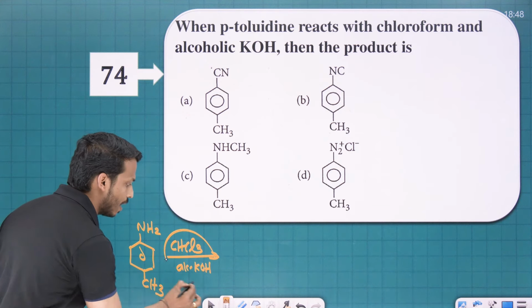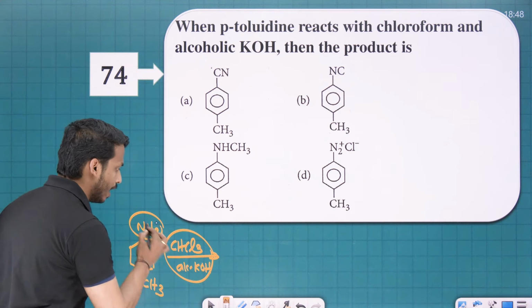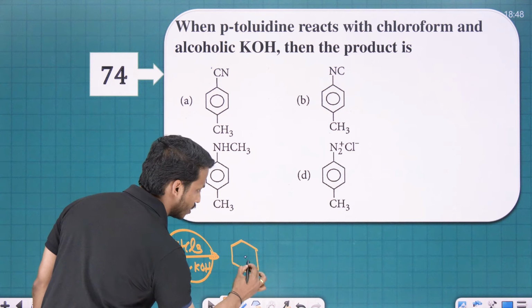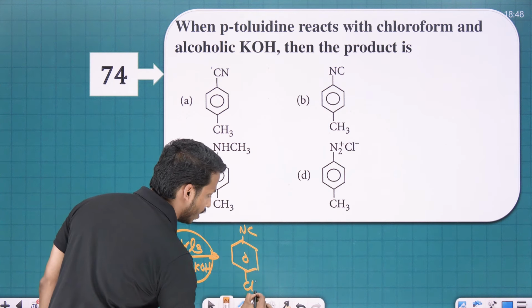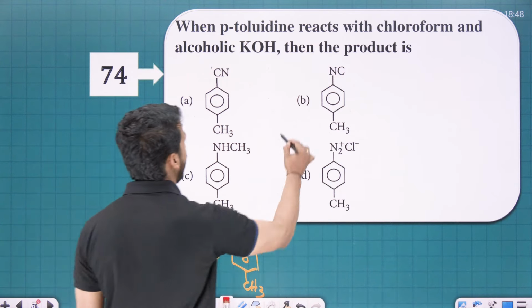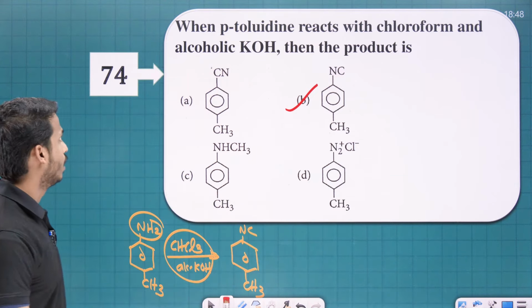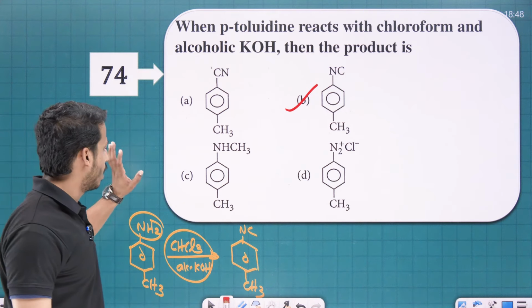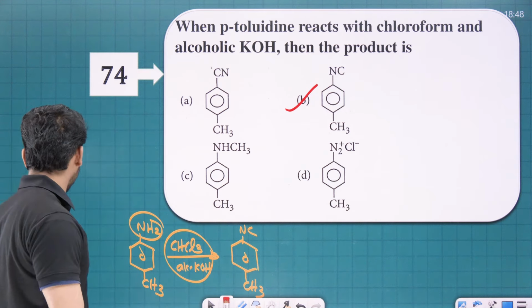You know, this is carbylamine reaction. During carbylamine, NH2 becomes what? NC. That's it. NC, CH3 remains as it is. So what is the product? Where is the product? That is option B, right? Okay. Para-toluidine when reacted in the carbylamine reaction forms isocyanide.